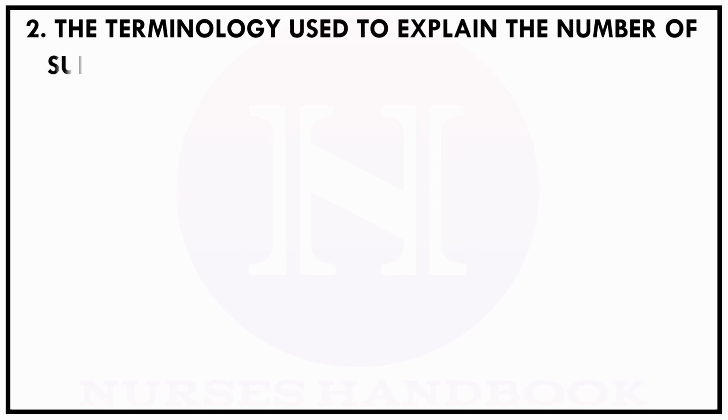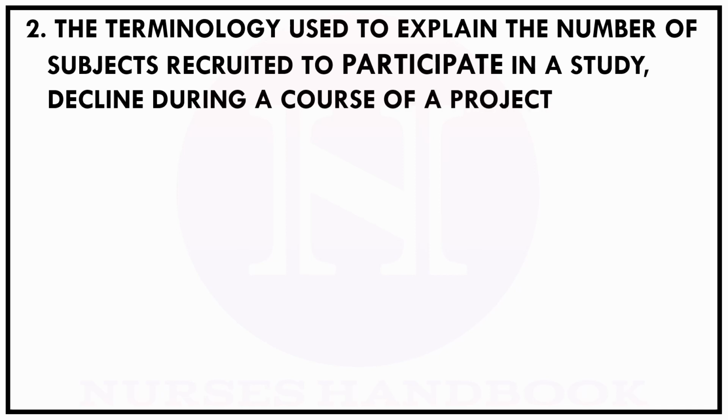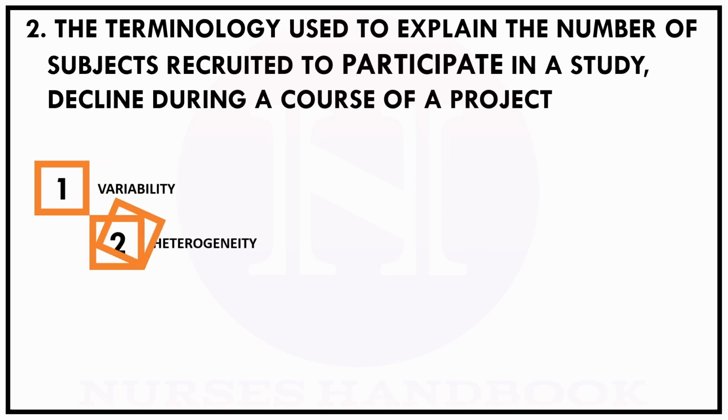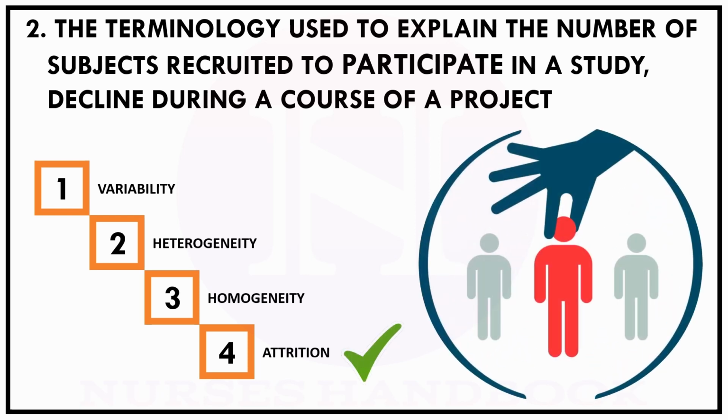Question number 2. The terminology used to explain the number of subjects recruited to participate in a study and it declines during a course of a project or the study. Option number 1, variability. Option number 2, heterogeneity. Option number 3, homogeneity. And option number 4, attrition. And the correct answer is option number 4, attrition.